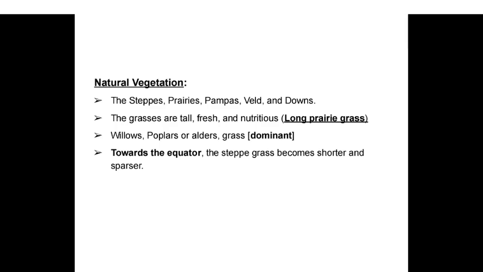Natural vegetation. The steppes, prairies, pampas, veld, and the downs. The grasses are tall, fresh, and nutritious. Long prairie grass, willows, poplars, or alders, with grass dominant. Towards the equator, the steppe grass becomes shorter and sparser.